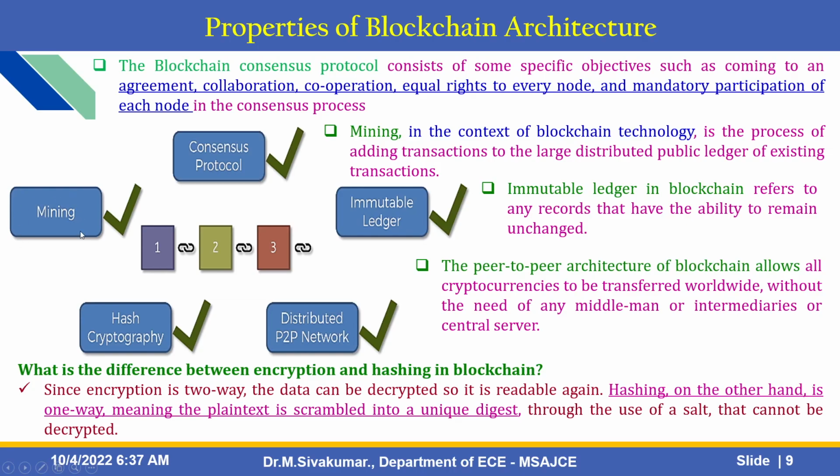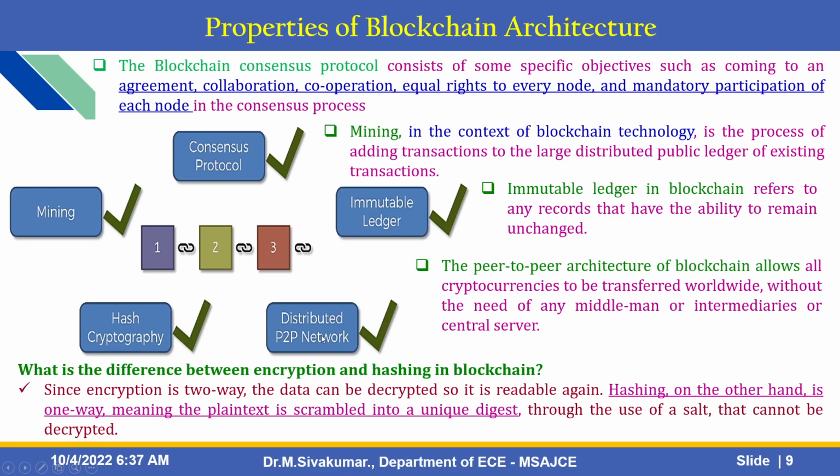The next one is mining. Mining is an important process in the context of blockchain technology. It is a process of adding transactions to the large distributed public ledger of existing transactions. The next one is the immutable ledger in the blockchain. It refers to any records that have the ability to remain unchanged. So immutable means unchanged or unaltered.